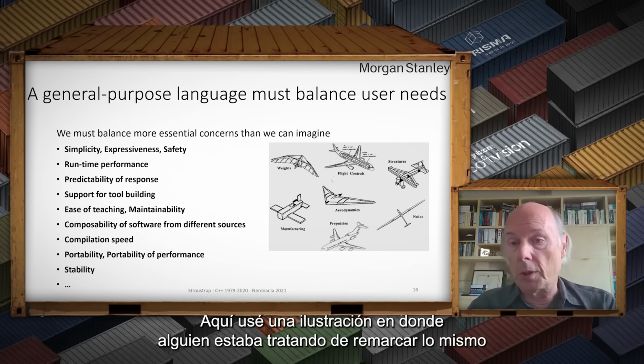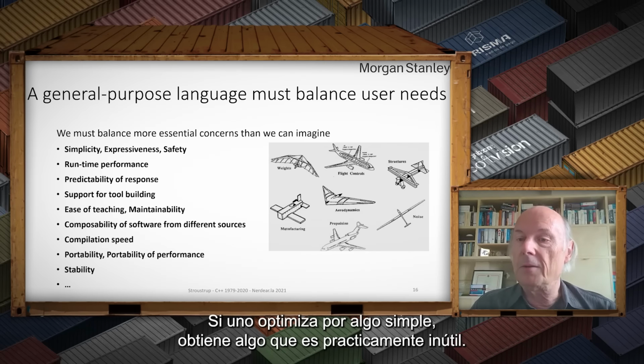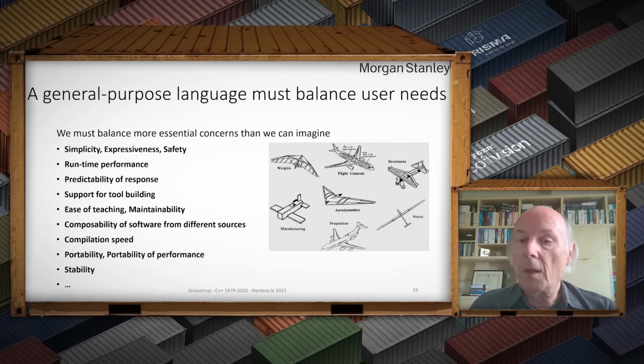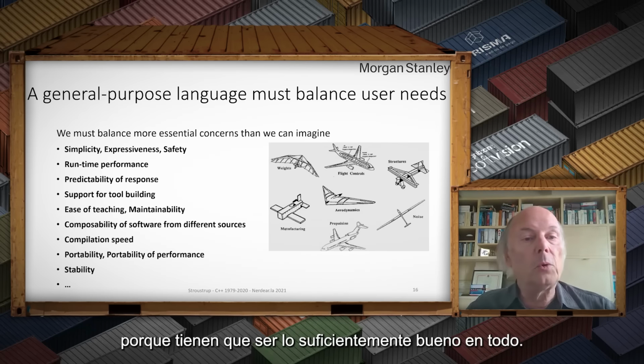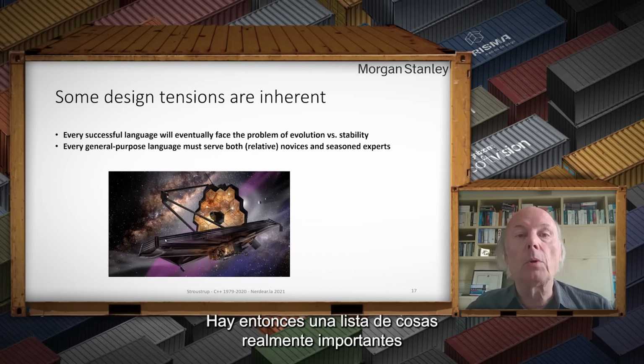I used an illustration here. Somebody was trying to make that point about airplane design. That is, if you optimize for a single thing, you get something that is basically useless because you have to be good enough at everything. And so there's a list of things that is really important.